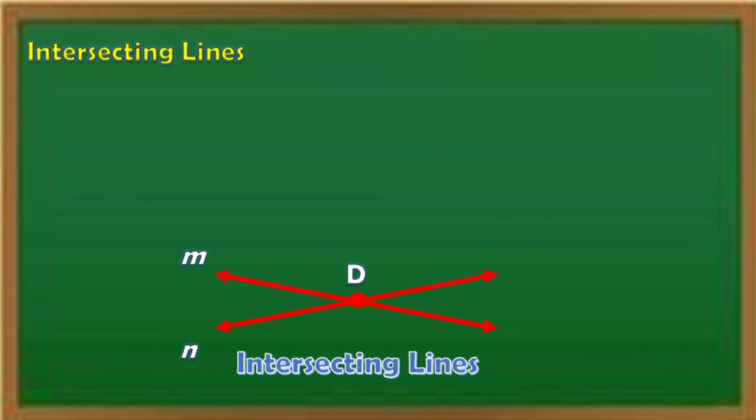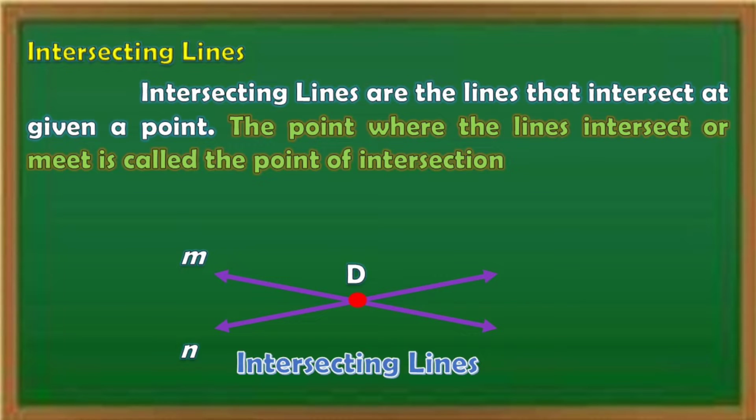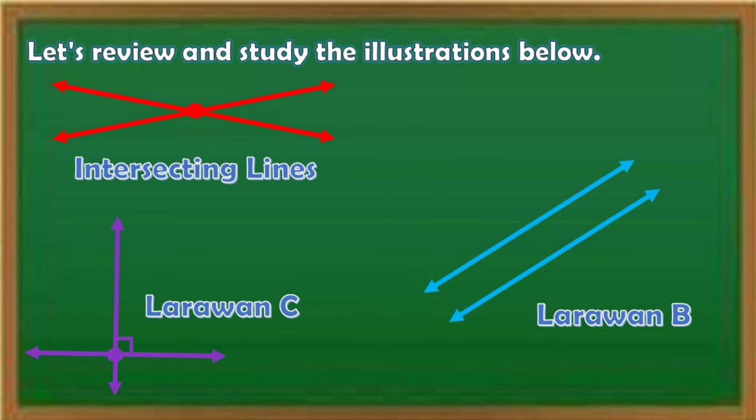Figure A shows the intersecting lines. Intersecting lines are the lines that intersect at a point. As in our example, line M meets or intersects line N. The point where the lines intersect is called the point of intersection. In our illustration, line M and line N meet at point D, which is our point of intersection. We find that figure A shows intersecting lines.